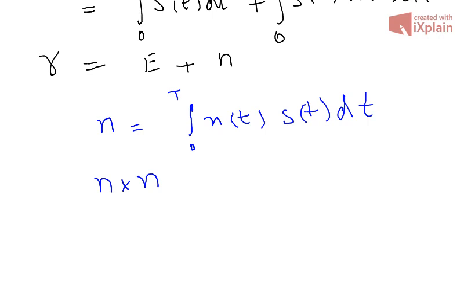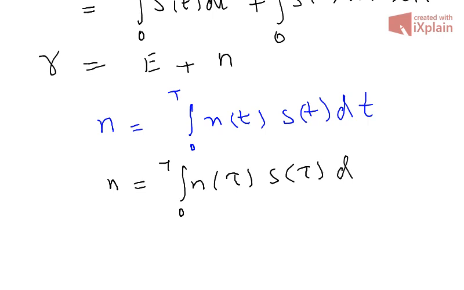So this is n squared, and then we are taking the expectation of the n squared, which is the expected value of n squared. Whenever we have this kind of expression, we would define another n, just with a change of variable. We can write the same n as integral from 0 to T of n of tau s of tau d tau. Just changing the variable: n of t, you can say that t is equal to tau. These are the same expression, just a change of variable. Instead of t, we are using tau.